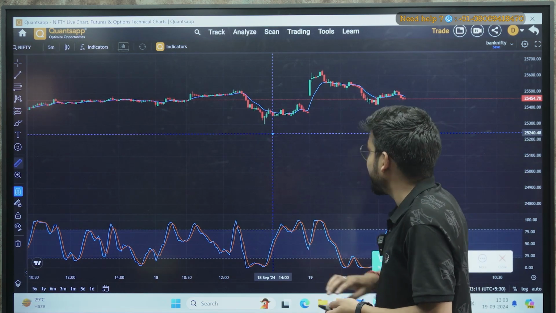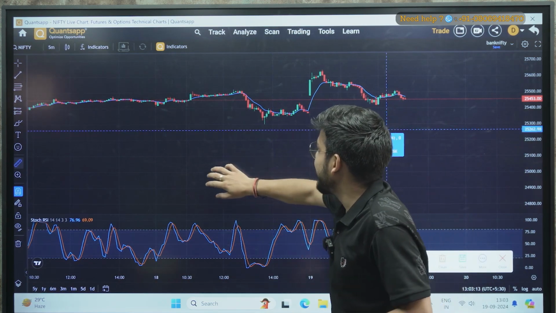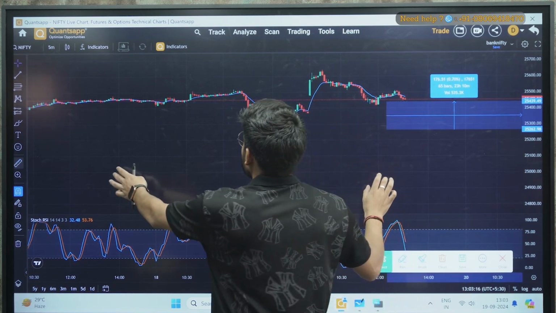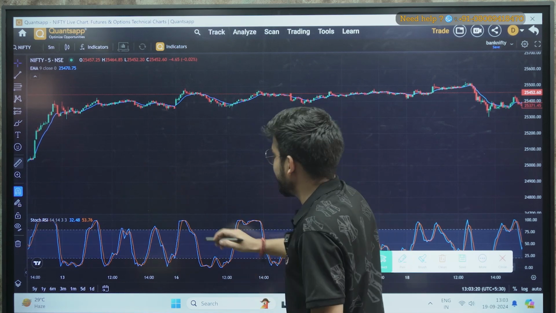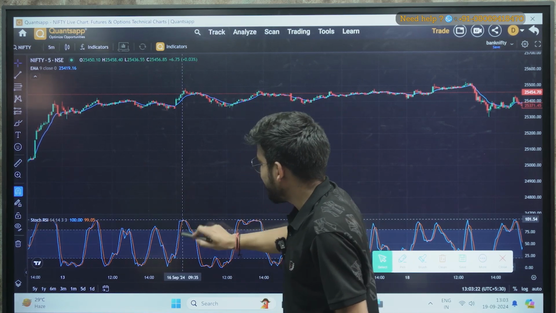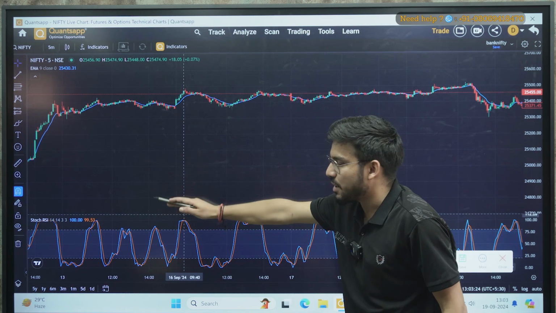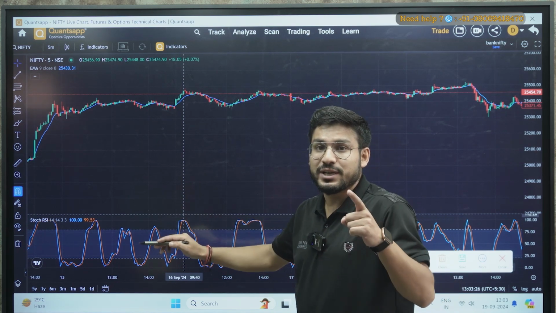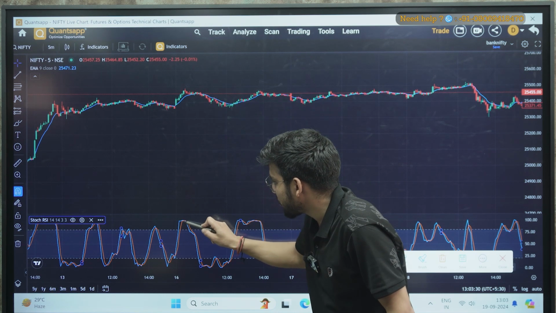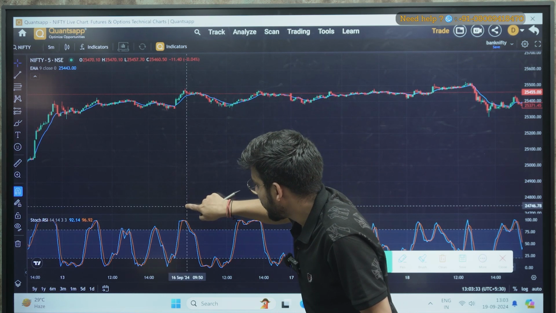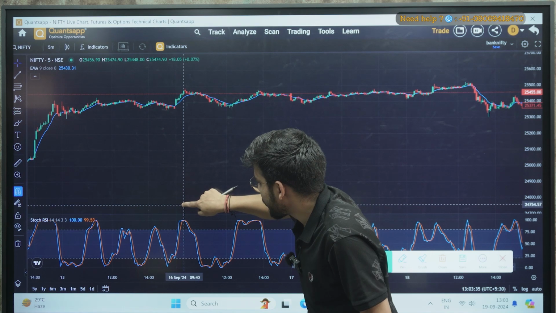Let's go a little back here and see if I'm getting some readings in the previous market also. Okay, so I can see here also, at that time my market was in the overbought region, above 80. Now above 80, I want my blue line to cross below the orange line. So there is a crossover at this point.